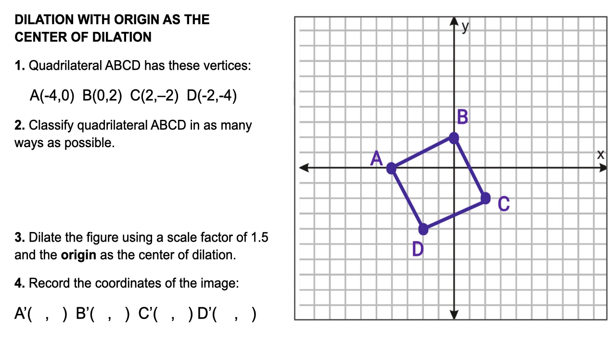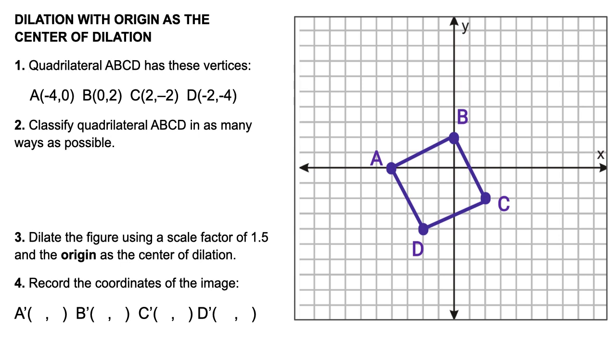We see a quadrilateral ABCD. The coordinates of the vertices are given, and we're asked to classify the quadrilateral in as many ways as possible. Well, when we look at this quadrilateral, you may be tempted to say it's a rhombus or it's a square. But how do we know for sure? We use the coordinate plane to help us.